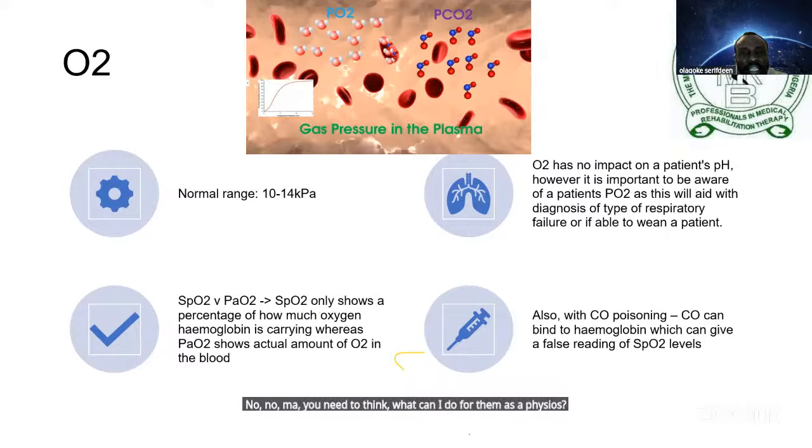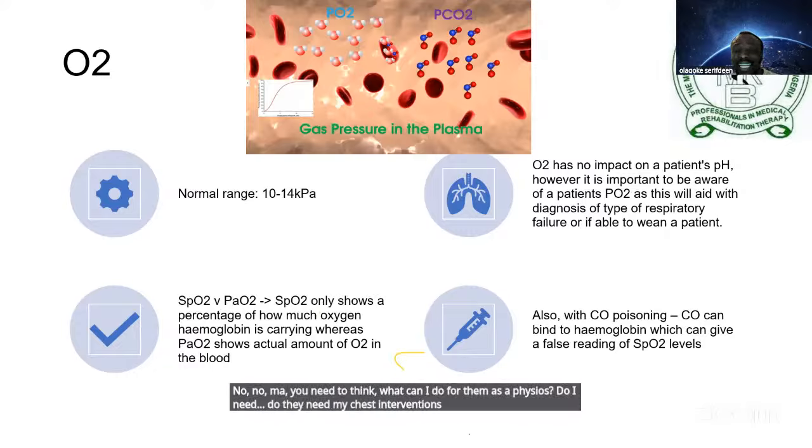Do they need my chest intervention? Do I need to mobilize them? Do I need to start weaning the oxygen? Do I need to escalate? Just think about your physio stuff now. It's as simple as that.